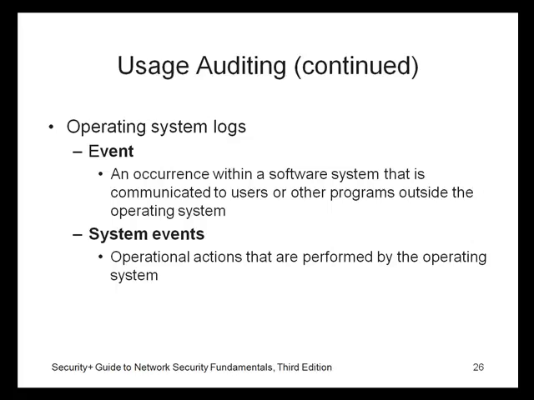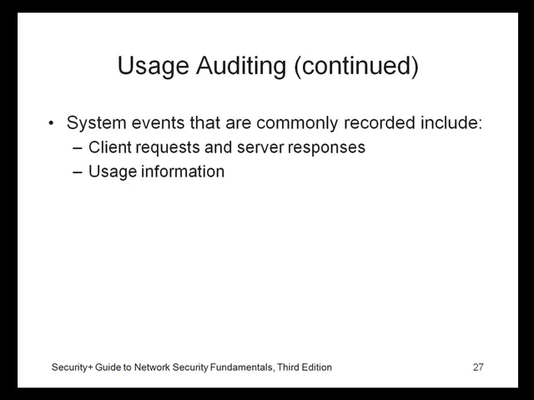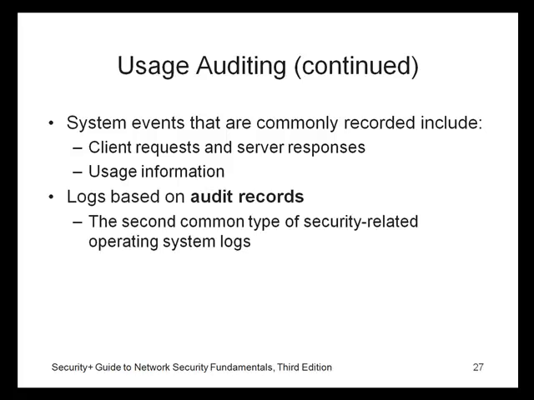Events: an occurrence within a software system that's communicated to users or other programs outside the operating system. System events are performed by the operating system itself. So an event is an occurrence, something happened, and a system event is something that was performed by the system itself. Other events would be performed by the users. System events, client requests, the server responds, and then we get some usage information in these things.